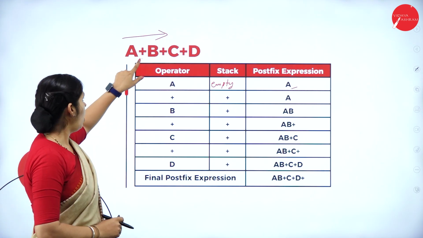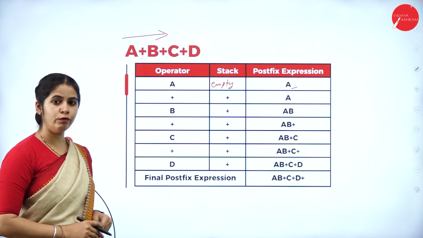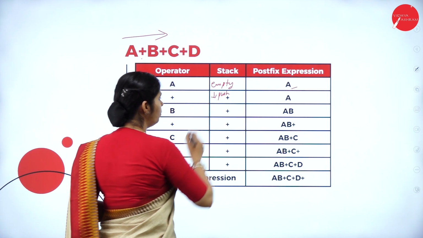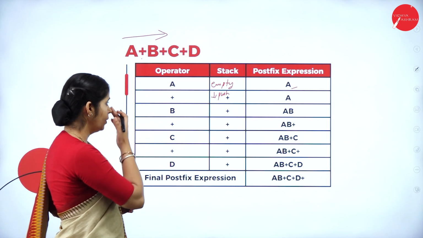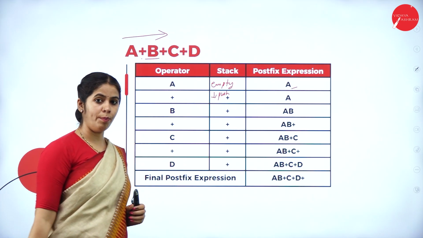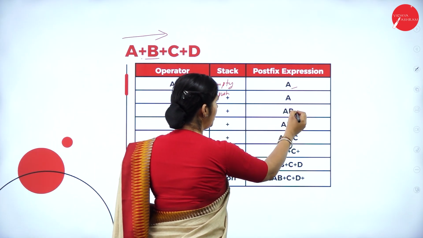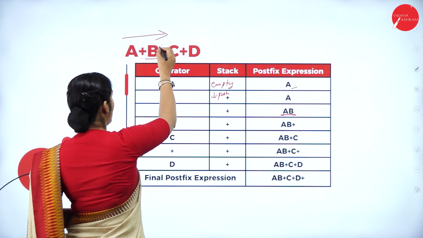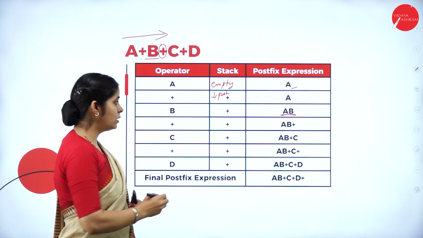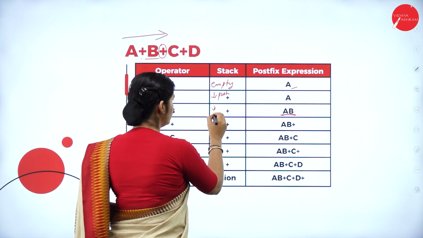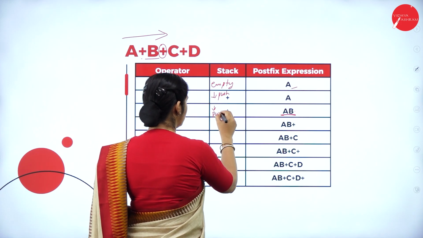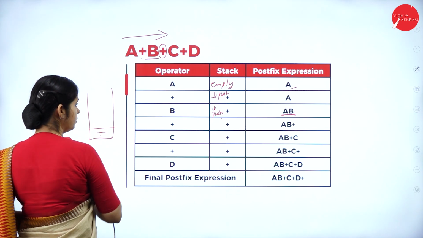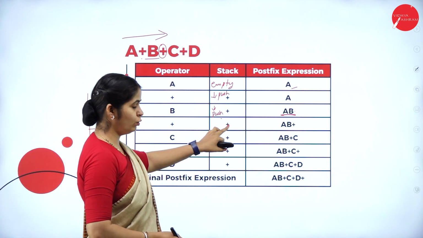Then what do we come with? Operator plus. We have to push that operator into the stack. Next we have one more operand, so we have to print that operand. Next we have plus. Again we have to push that into the stack. So now the stack content is plus. When plus comes, again we have to push that into the stack.